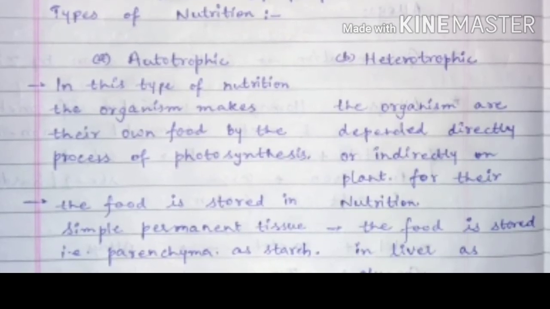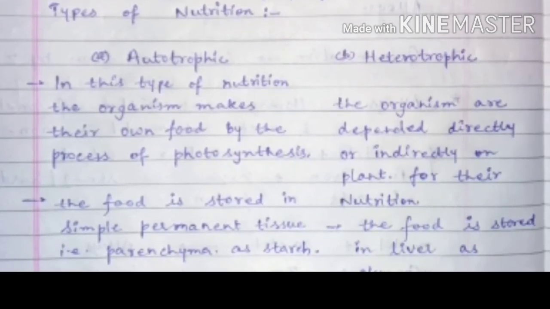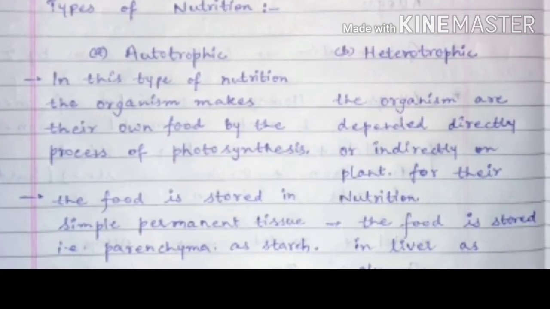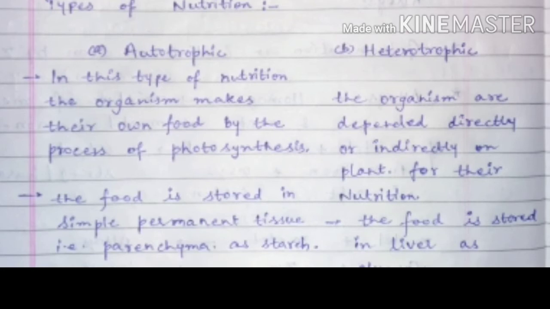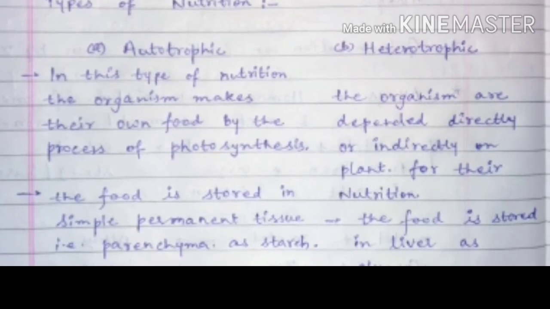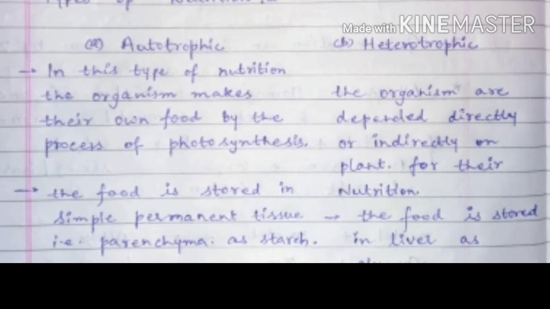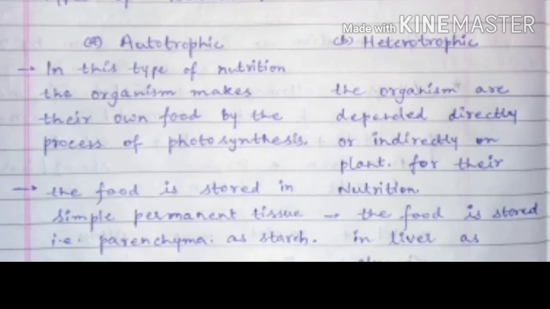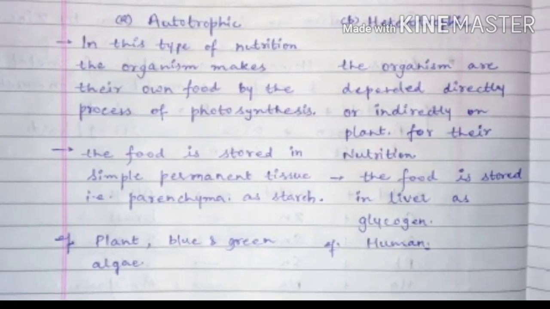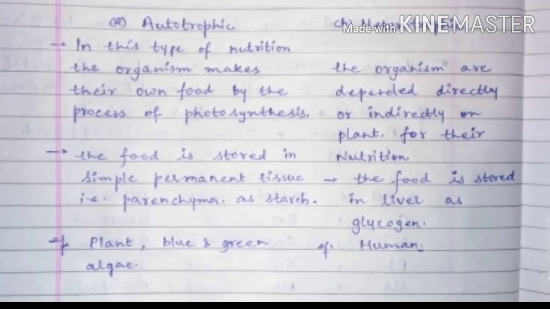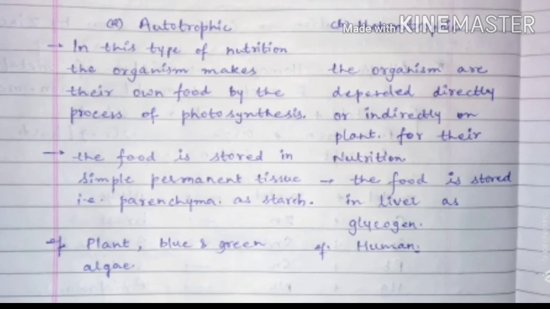Then the second one is heterotrophic nutrition. In this type of nutrition, the organisms are directly or indirectly dependent on the plant for their nutrition. They cannot make their own food, and the food which is consumed by these organisms is stored in the liver in the form of glycogen.